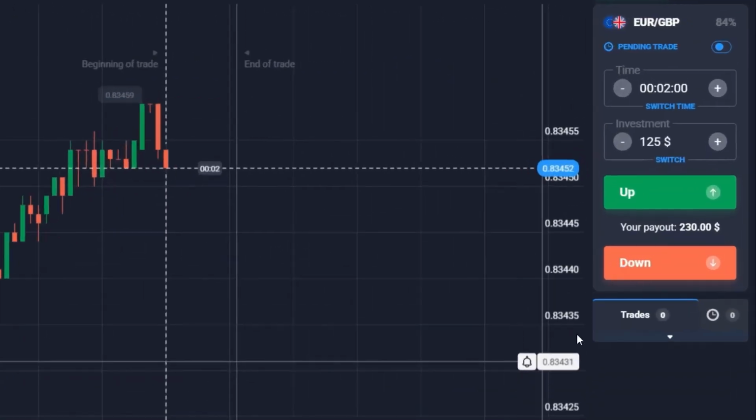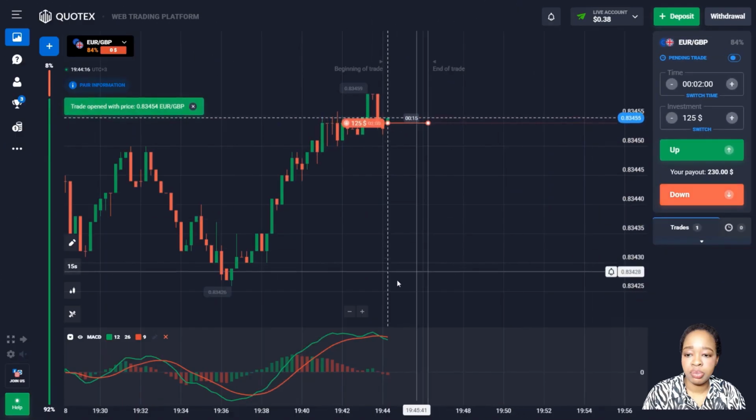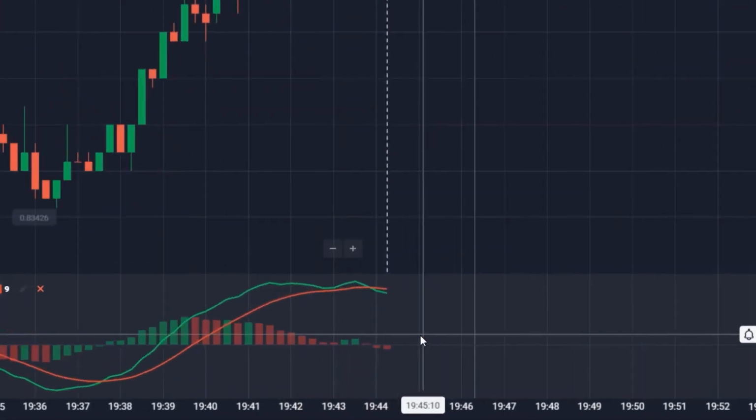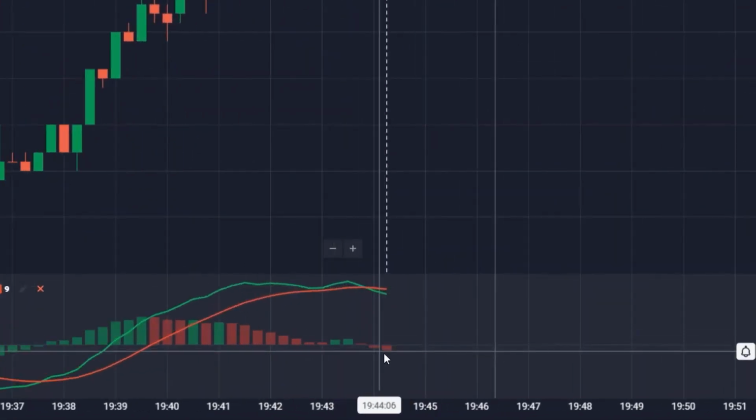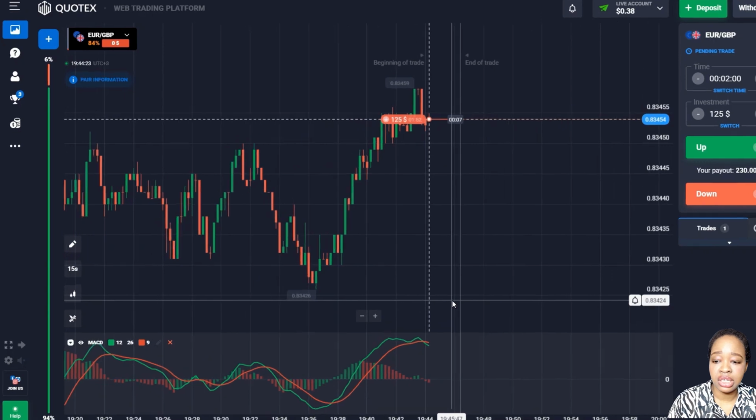So guys, here I can see that the price is moving down. I'm going to open a downward trade for 2 minutes immediately because the indicator is showing me the intersection of moving averages, and you can see that the new bars are red on the indicator display.